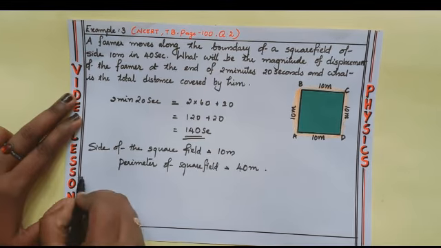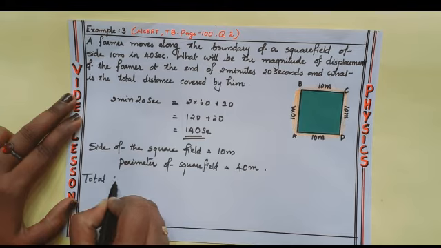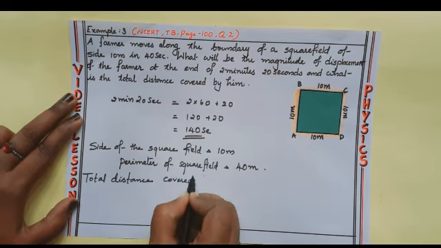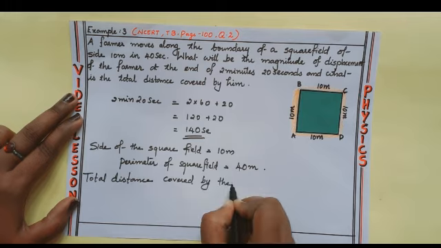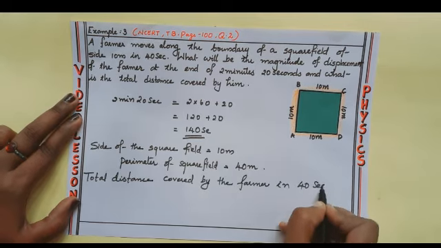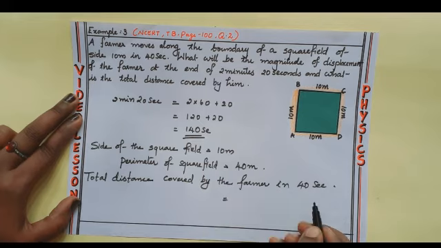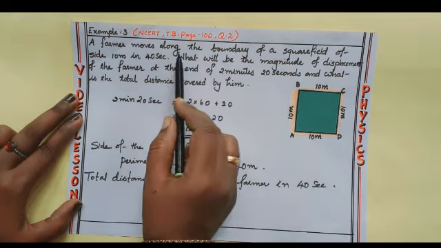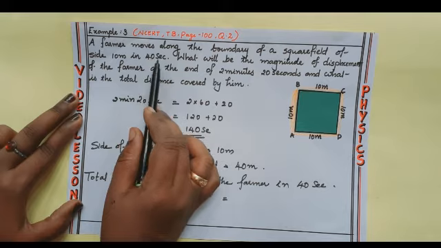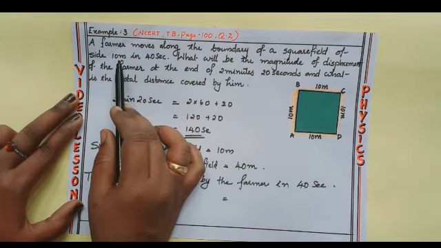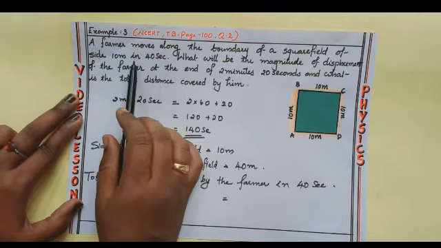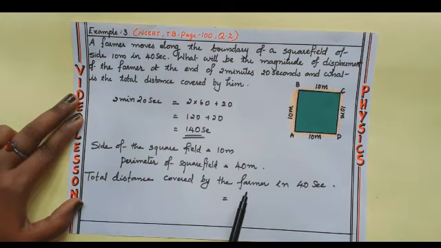Then the total distance covered by the farmer in 40 seconds. How much distance can he cover? A farmer moves along the boundary of a square field of side 10 meter in 40 seconds. That means the side of the square field is 10 meter, but the perimeter is 40 meters. So he can cover 40 meter in 40 seconds.